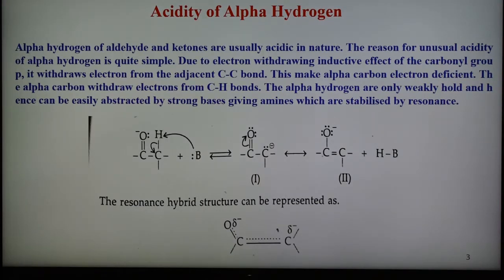When this resonance hybrid accepts a proton, it can do so in two different ways. It can accept the proton at carbon to form the original carbonyl compound, called the keto form, or it may accept the proton at oxygen to form the enol form. From this it shows that the presence of the carbonyl group makes alpha hydrogen acidic as compared to hydrogen of an ordinary C-H bond, but the acidic character of simple aldehydes and ketones is very weak.